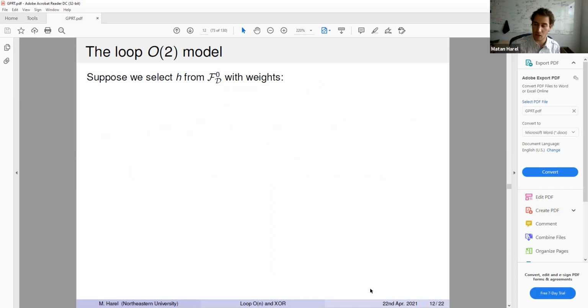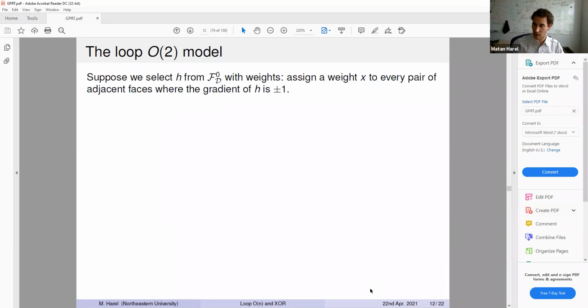sort of following the loop O1 model, I'm going to take a Lipschitz function, where again I punish anytime I've got two faces that disagree. That pair gets a weight x, which I think of as a number smaller than 1, but I either punish or enhance. I prefer to think of x as smaller than 1. And that gives me a non-uniform measure on all of these Lipschitz functions.